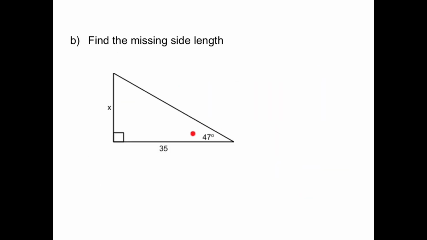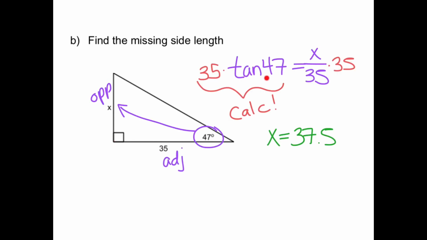In this next example, I'm given 47 degrees. I'm given x on this side and then 35 over here. So it looks like I'm missing the hypotenuse. So I'm given opposite and adjacent. So I'm going to use the tangent function to figure out the length of x. So tangent of 47 is opposite over adjacent. Tangent of 47 is x over 35. Solve this purple equation by multiplying both sides by 35. Type this in your calculator and x equals 37.5.